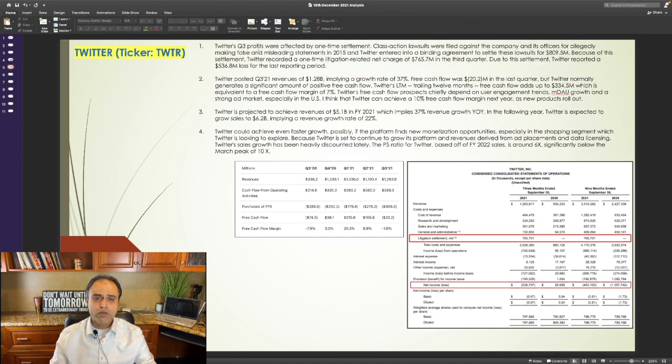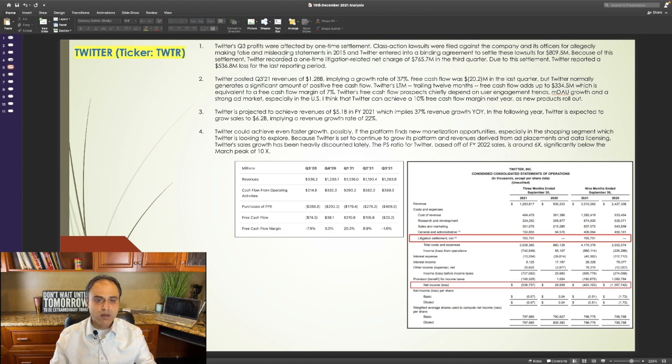Twitter's Q3 profits were affected by one-time settlement. Class action lawsuits were filed against the company and its officers for allegedly making false and misleading statements in 2015. And Twitter entered into a binding agreement to settle these lawsuits for almost $810 million.